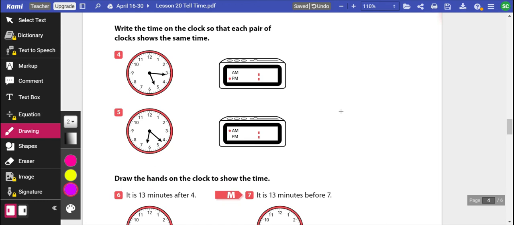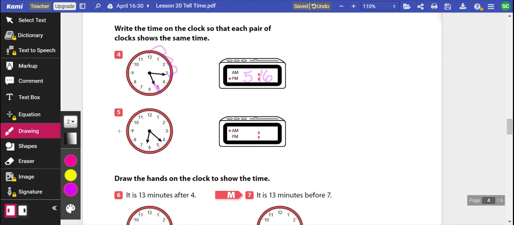Write the time on the clock so that each pair of clocks shows the same time. Right over here, hour hand, short, and my hour hand is just a little bit past my 5. It's not to my 6 yet, but it's between my 5 and 6. So my hour is 5. Let's count our minutes. 5, 10, 15, and then I can see it goes a little bit past the 15, so that's going to be 5:16. 5:16 p.m. So that would be in the evening.